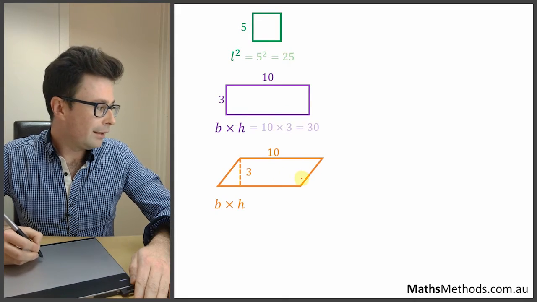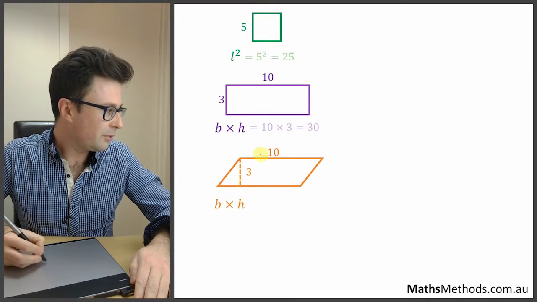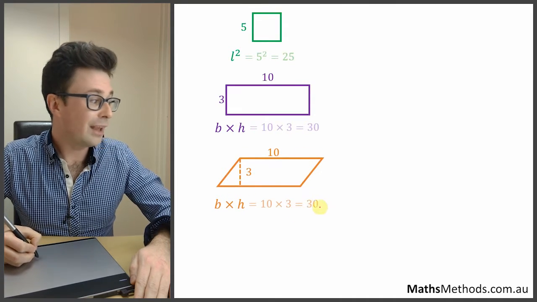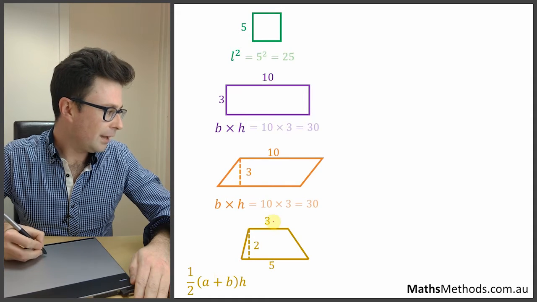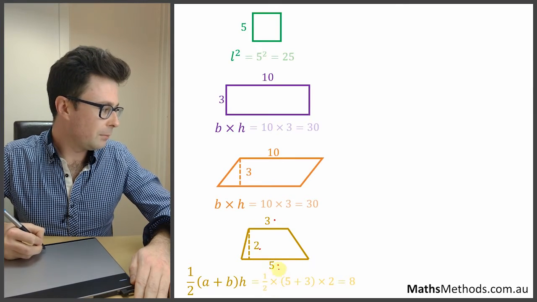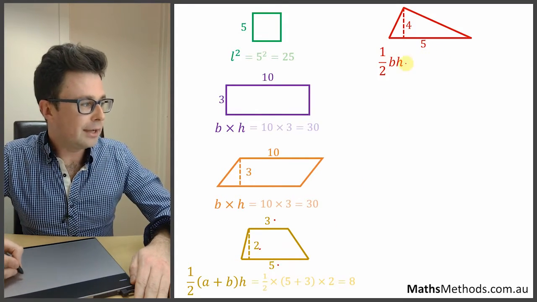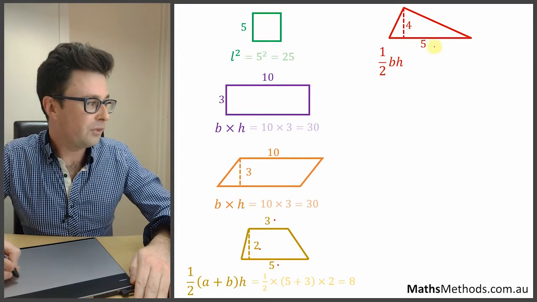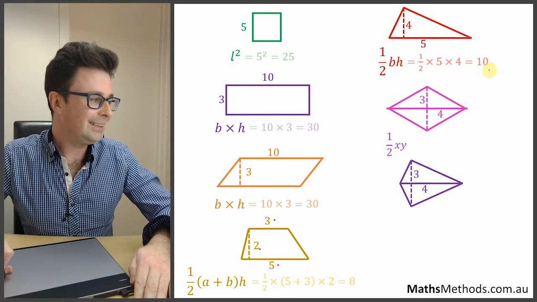The area of a parallelogram is also base times height, so the base equals 10, because these sides are the same size, times height, which is 3, so that's also 30. Now the area of this thing is a plus b, so a plus b times height times half. So the area is half times 5 plus 3 times 2, which gives us 8. The area of a triangle is half base times height, so the base is 5 and the height is 4. So half times 5 times 4 gives us 10.